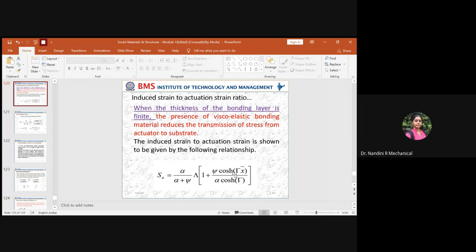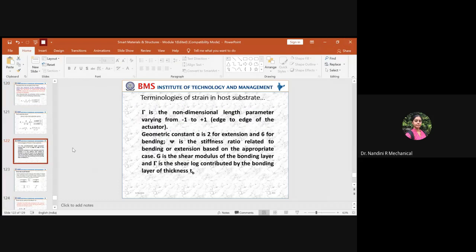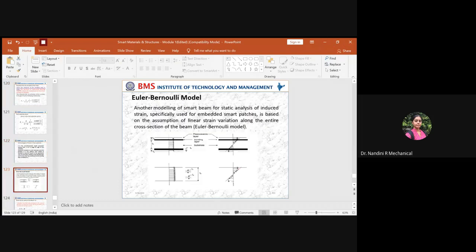Otherwise, you can skip this bonding equation. If the diagram shows a bonding layer along with the piezo patch and the rod, which is a rare case, at that time you should know what equation is used to determine the strain across the actuator. Is that clear? Hello?